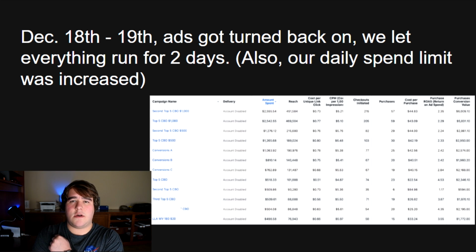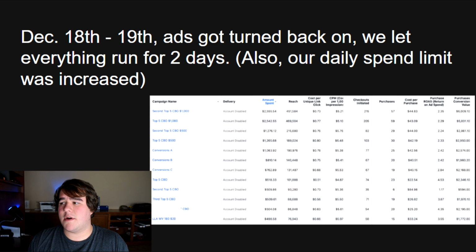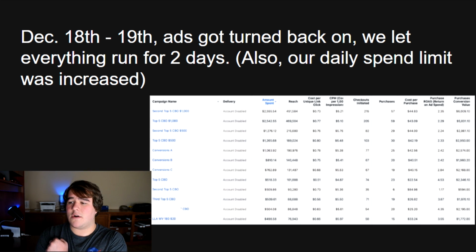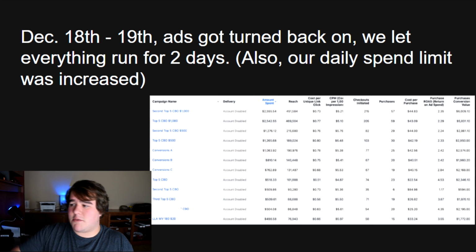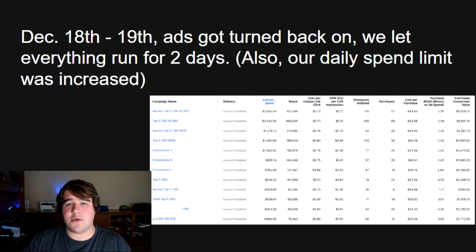I don't know how it could have affected the tracking, but a couple of things happened. Once we got turned back on, our daily ad spend limit was increased, so we were no longer spending 5K a day. We were spending a little bit more. We were maxing out all of the budgets on our campaigns, so that could have also affected performance. So we had 2 things working against us here. And another thing that happened was pretty much all of our ROAS dropped below 3.